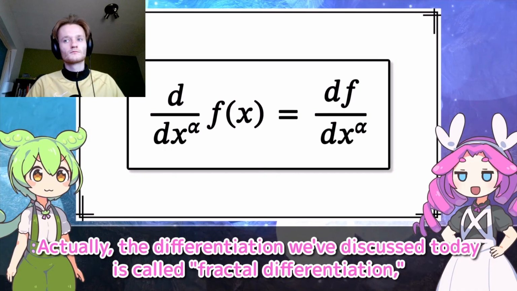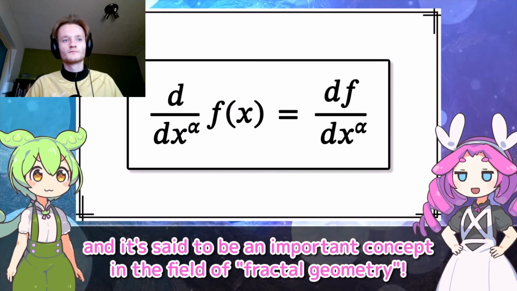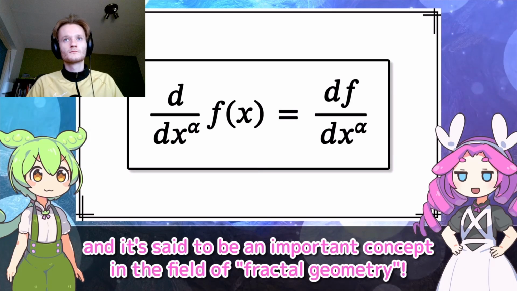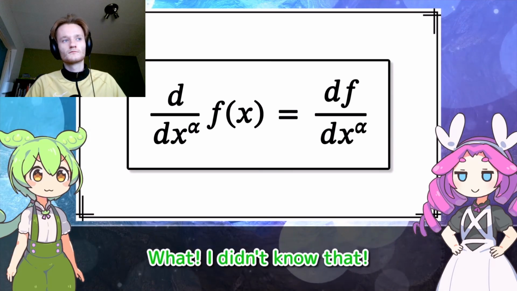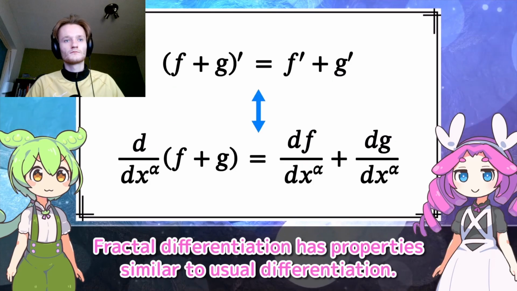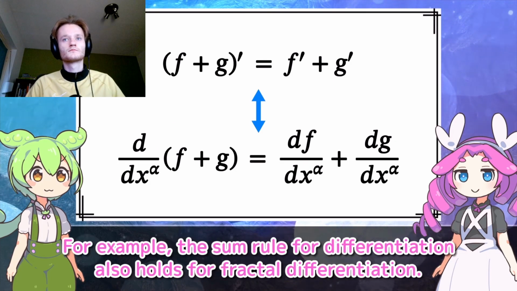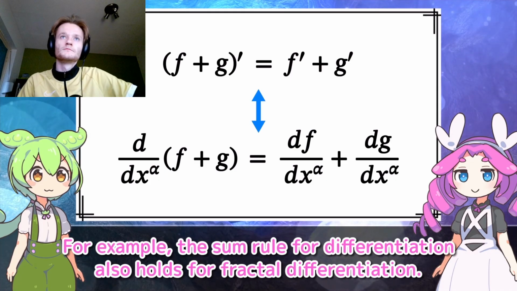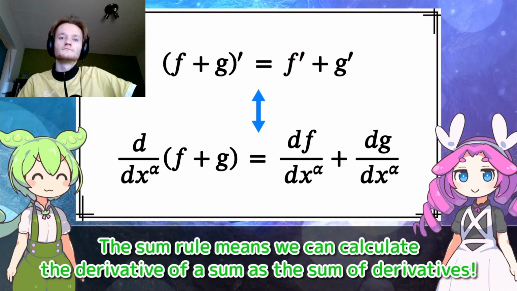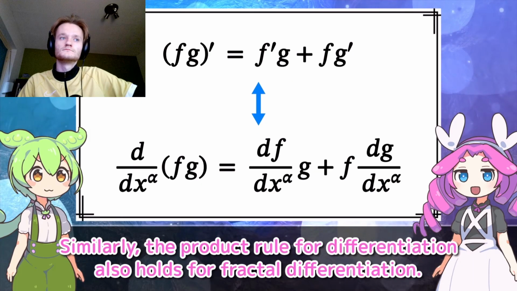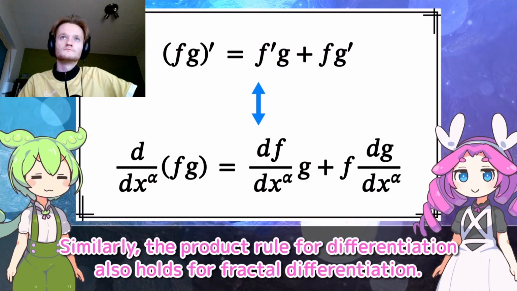Actually, the differentiation we've discussed today is called fractal differentiation, and it's said to be an important concept in the field of fractal geometry. Fractal differentiation has properties similar to usual differentiation. For example, the sum rule for differentiation also holds for fractal differentiation. The sum rule means we can calculate the derivative of a sum as the sum of derivatives. Similarly, the product rule for differentiation also holds for fractal differentiation.